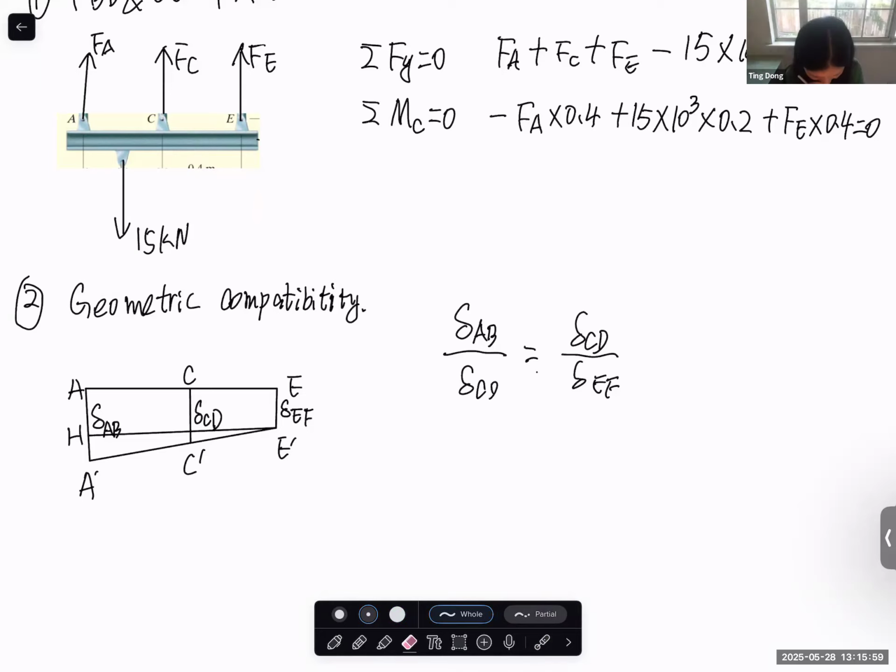AC over AA prime equal to CE over CC prime. Why is that? Why is there a relation between them?